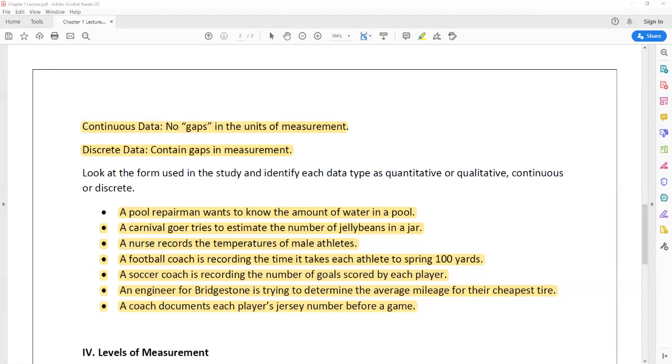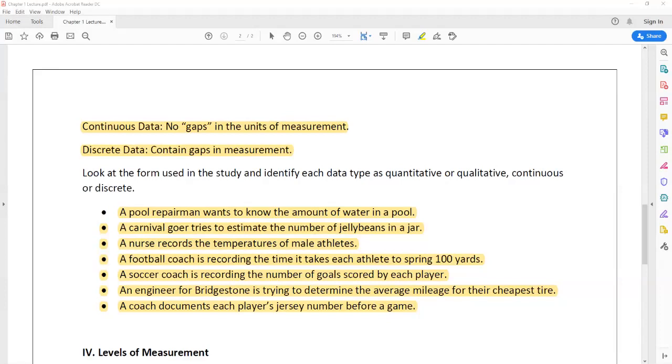What about a football coach recording the time that it takes for an athlete to run 100 yards? Well, time is going to be, in this instance, quantitative because maybe the coach wants to know the average time for his team. So he can do mathematics on the times, but time is also continuous, right? Because there are no gaps between 1 second and 10 seconds, right? There's a whole stream of numbers actually in between.